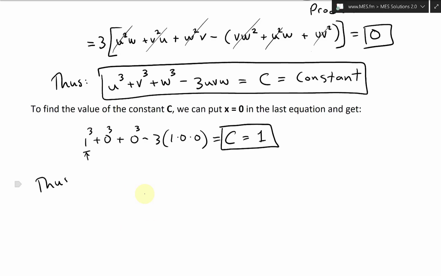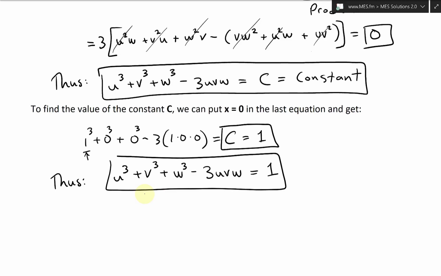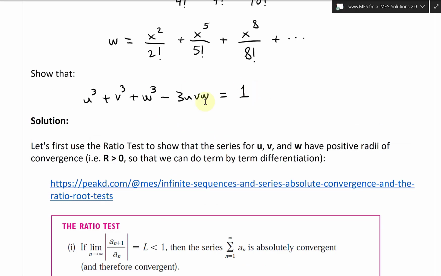Thus, we just solved the question we were asked, because we had to show that it equals 1. Thus, u cubed plus v cubed plus w cubed minus 3uvw is equal to 1. And there it is. That's what we were asked to solve. And we can see that again if we scroll back up to the question, and there it is.